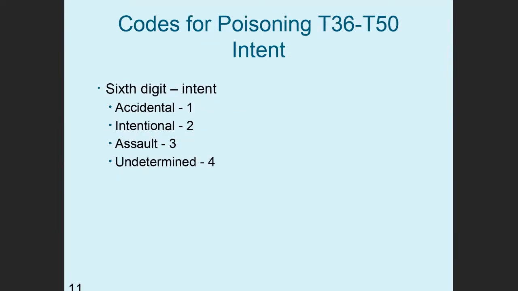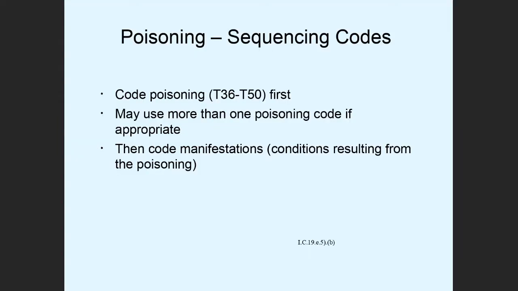Codes for poisoning, T36 to T50, include a 6th digit for the intent: accidental, intentional, assault, and undetermined. And as we said, it also includes a 7th digit for the encounter. The coding guidelines state that the code for the poisoning is listed first, followed by a manifestation of the poisoning, the condition resulting from the poisoning.